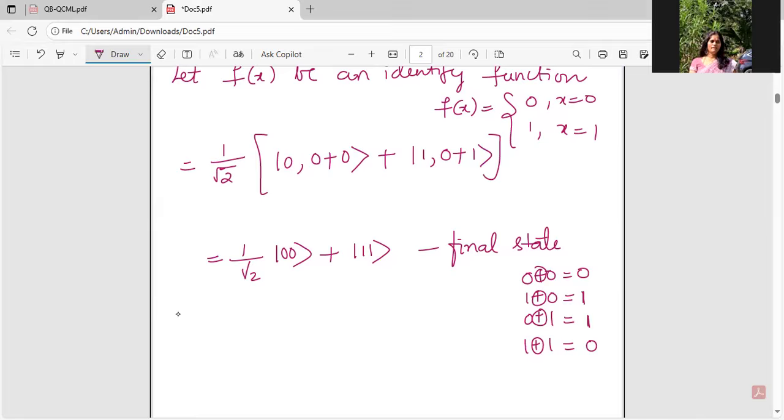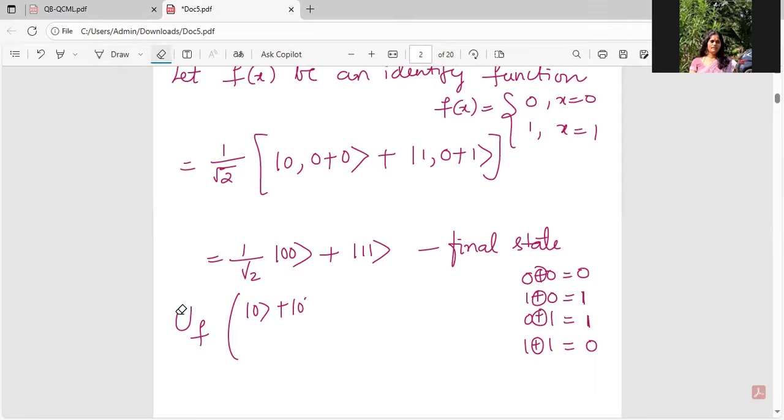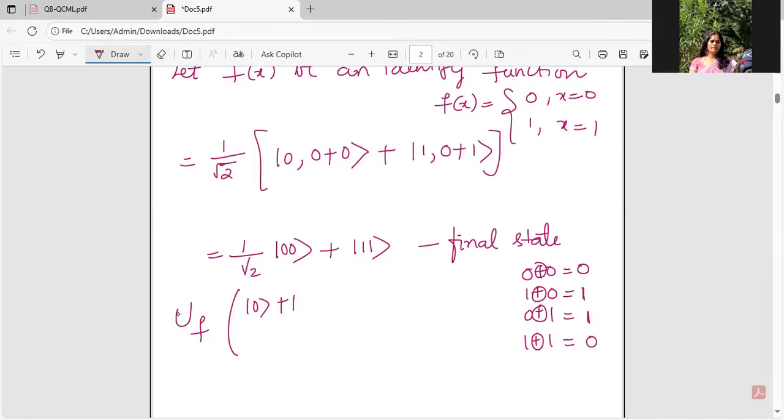What exactly have I done? I have applied UF on two qubits. One qubit is the resultant from the Hadamard gate, applying the Hadamard gate to ket 0. The other one is our normal initial state, ket 0. And hence the final result is something like this.